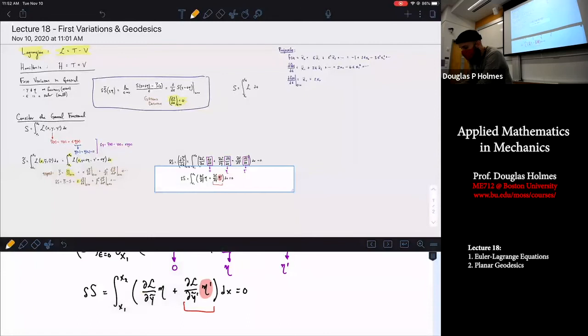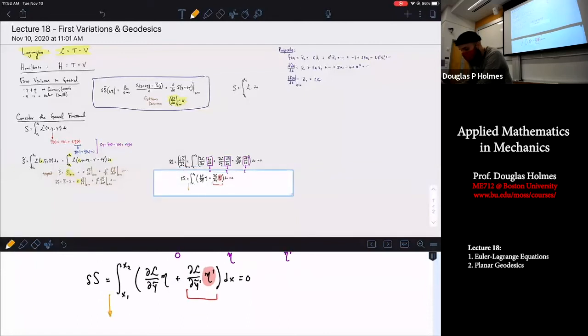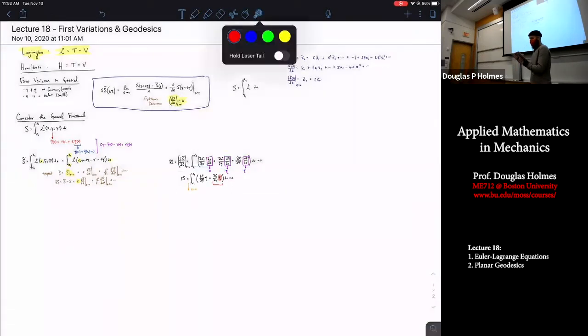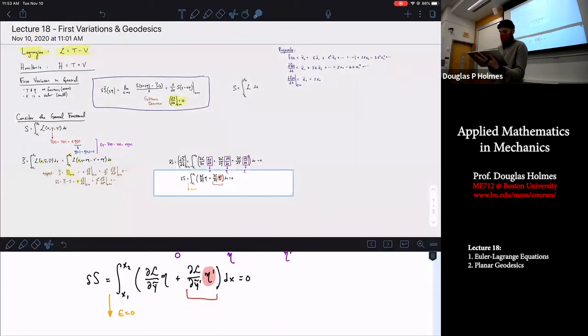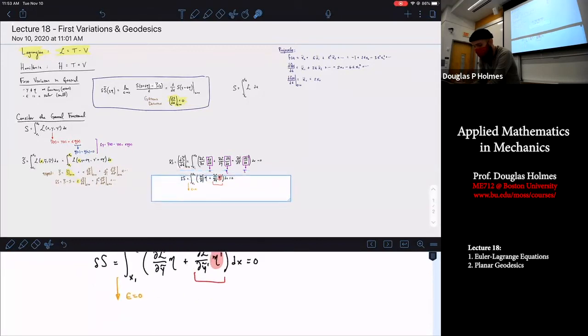Let's use orange for that. So what happens when we evaluate this at epsilon equal to 0? Well, y tilde at epsilon equals 0 becomes y. Y prime tilde at epsilon evaluated at 0 becomes y prime, right? These are the functions: y tilde is equal to y plus epsilon eta. So we take the derivative and then we set epsilon exactly equal to 0. So we recover the variables that we want to be working with.